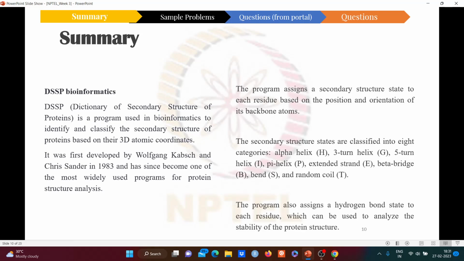and the hydrogen bonding pattern of the protein, as well as a detailed description of each residue position and their orientation in the structure. This information can be used to study the folding of the protein, protein-protein interactions and the effect of mutations on protein structure.